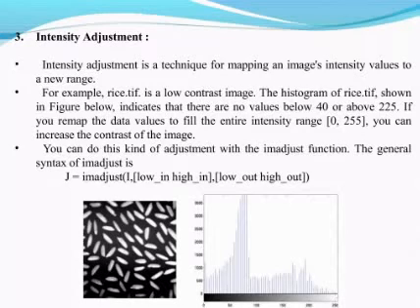Intensity adjustment. Intensity adjustment is a technique for mapping an image's intensity values to a new range. That is J equals imadjust(I, [low_in high_in], [low_out high_out]).